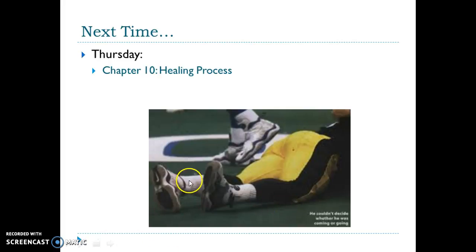All right, this picture here is probably either a knee dislocation or a fracture. So there may be a lower leg fracture here or a dislocated knee, either way.